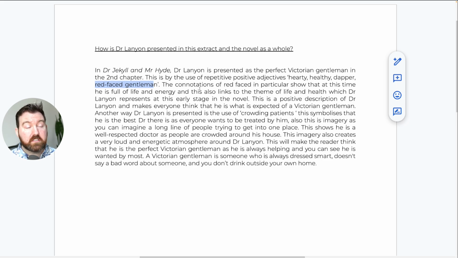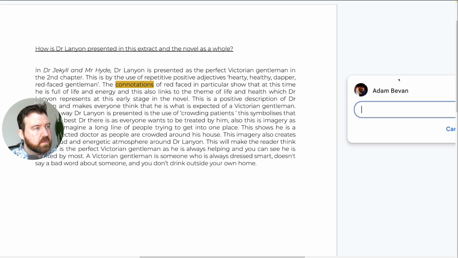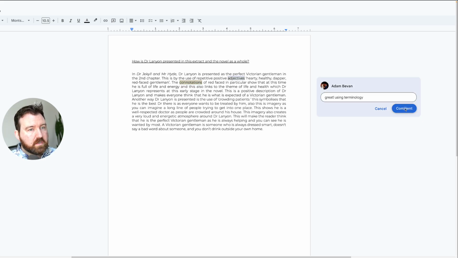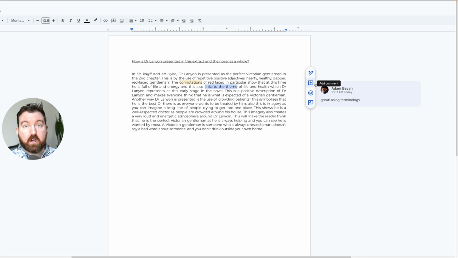Okay, so that's really good, because you've talked about the connotations of something in your quote. Maybe I'll zoom it out a little bit. You should still be able to see it fine. Great. Using terminology. You've used the obviously positive adjectives as well. The idea then that the quote links to a theme is really good. I teach this thing called Glavis, and the I of Glavis stands for ideas. So the idea that you've linked it to the themes of life and health is quite interesting.